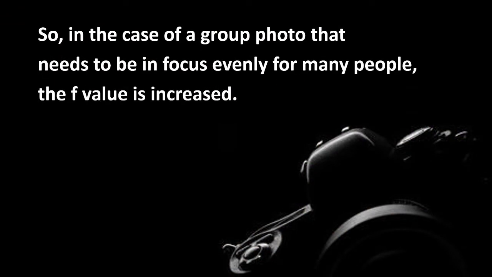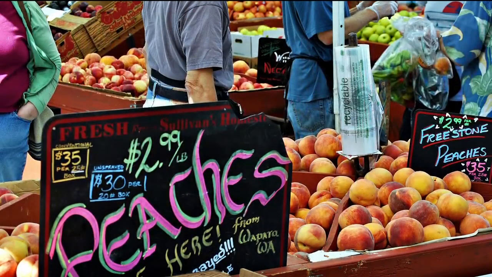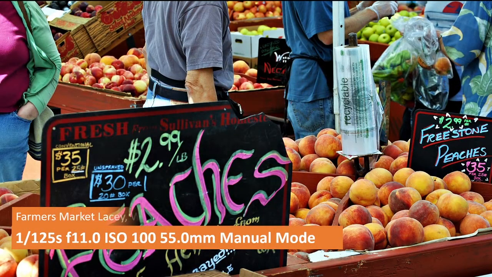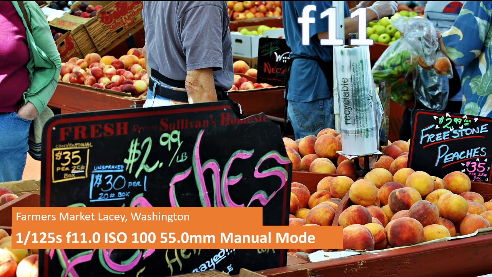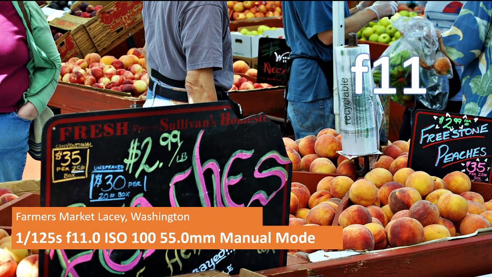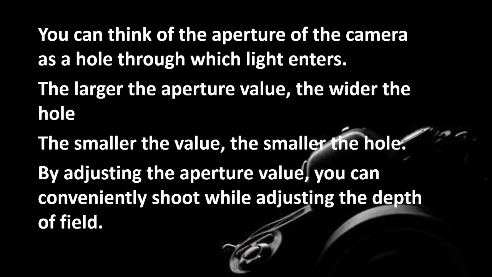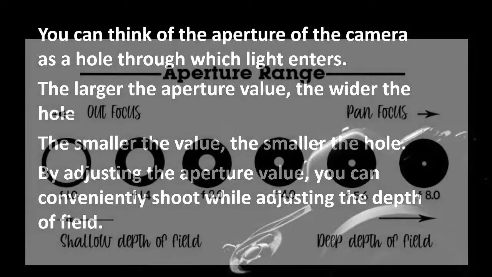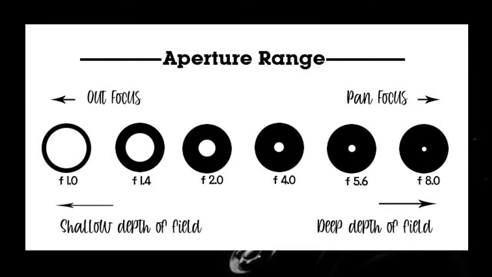So, in the case of a group photo that needs to be in focus evenly for many people, the f value is increased. You can think of the aperture of the camera like a hole through which light enters. The larger the aperture value, the wider the hole. The smaller the value, the smaller the hole. By adjusting the aperture value, you can conveniently shoot while adjusting the depth of field.